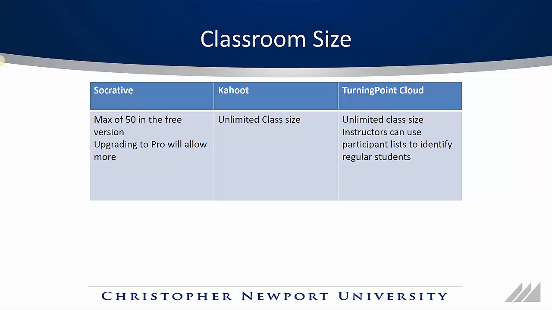Kahoot has a simple structure which allows for an unlimited number of participants in each quiz. Essentially, you can have a class as large as you want. Turning Point Cloud also has an unlimited class size, however, it's a little more structured than Kahoot.